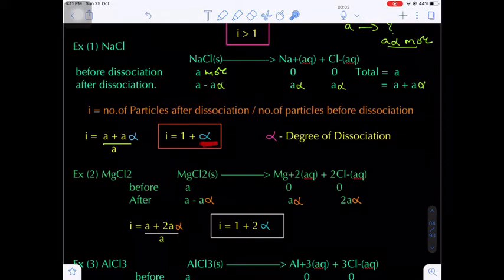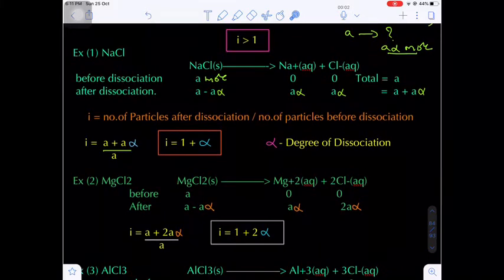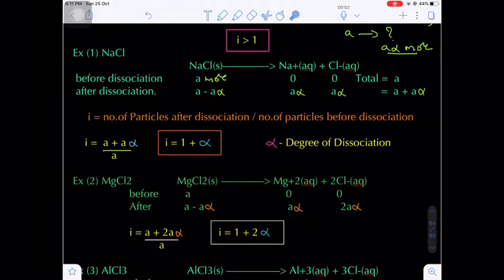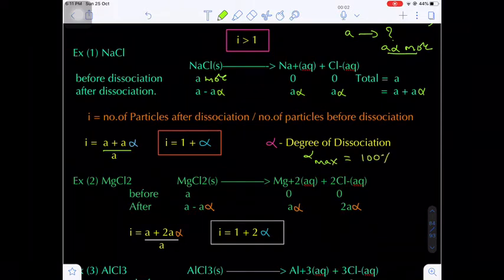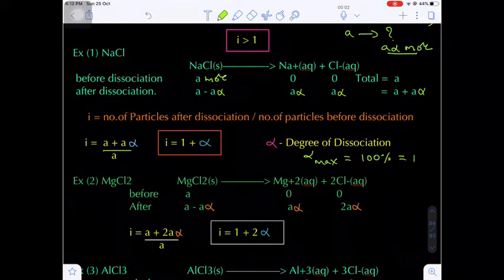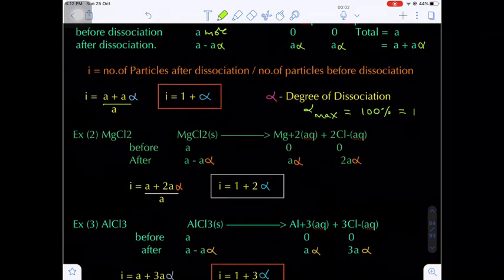We know the alpha value is always greater than 0, yes or no? And what is the maximum value of alpha? 100% in terms of percentage, which means the maximum value will be 1. So the alpha value lies between 0 and 1.